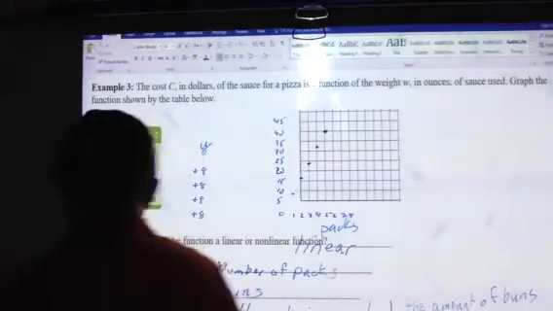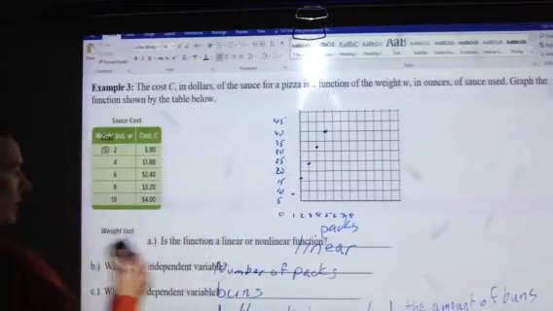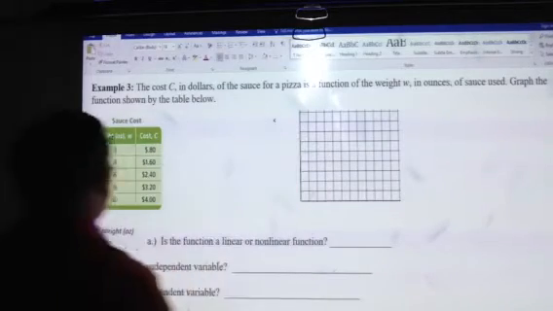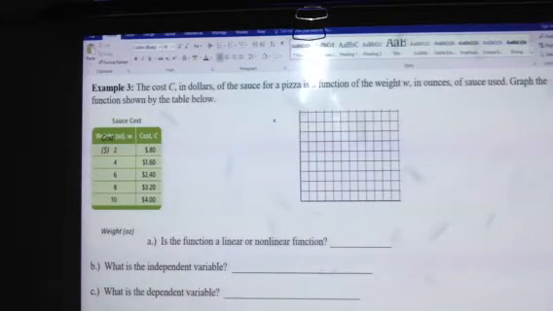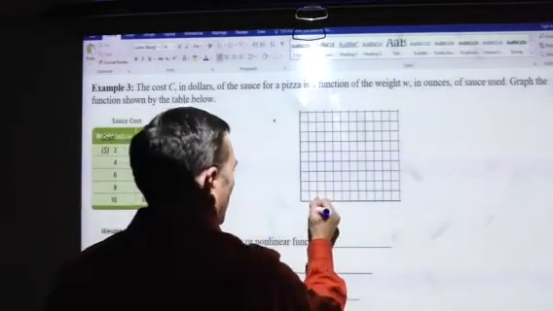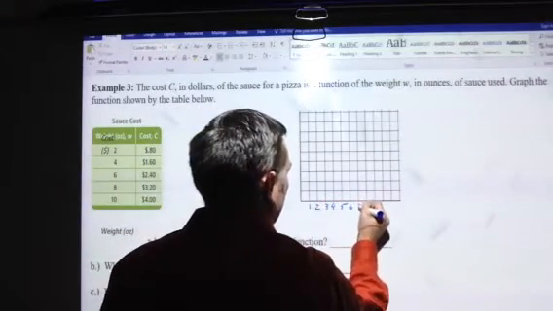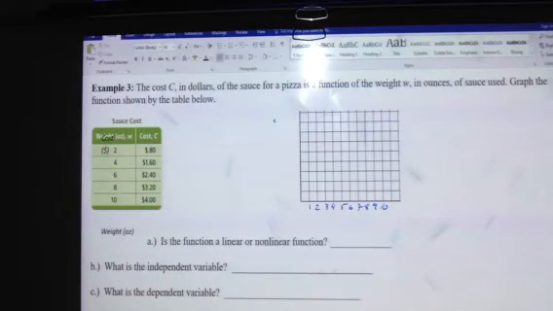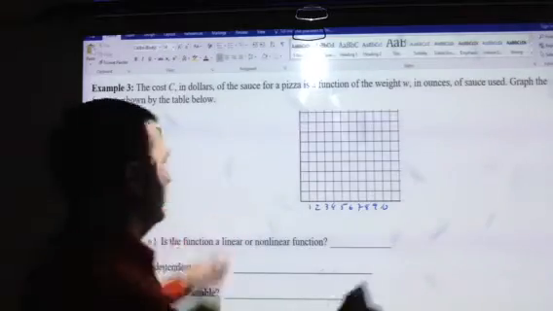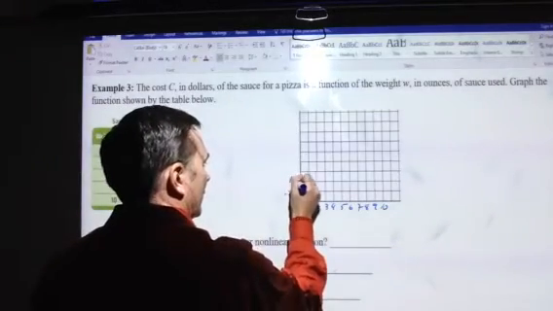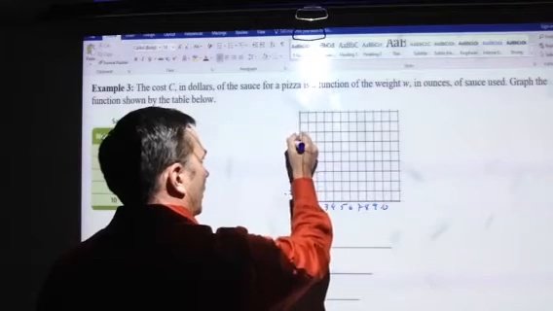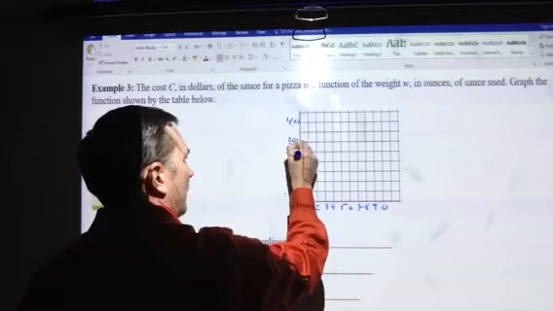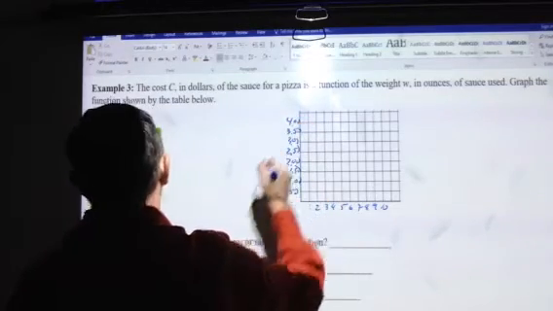Now here I might change up my scale a little bit. Here it's going up by 2s. I think I can still stretch this out to make it 1, 2, 3, 4, 5, 6, 7, 8, 9, 10. I can. This is going up to $4. Maybe here I go up by 50 cents, going up to $4. Okay? And we can graph these.